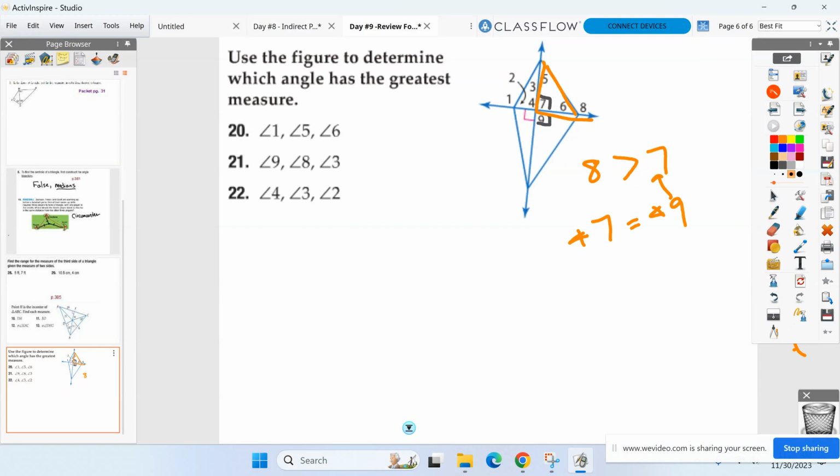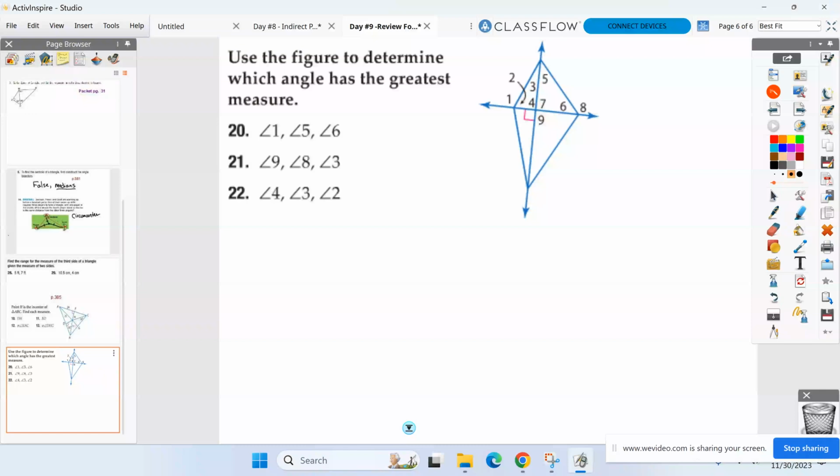And then this final one, oh, this is going to make you guys nuts. 4, 3, and 2. This is going to drive you nuts. Here's a hint. I know the last two have covered exterior angles. This has nothing to do with exterior angles.